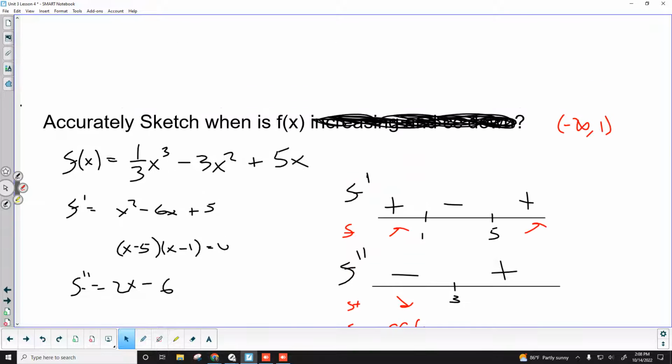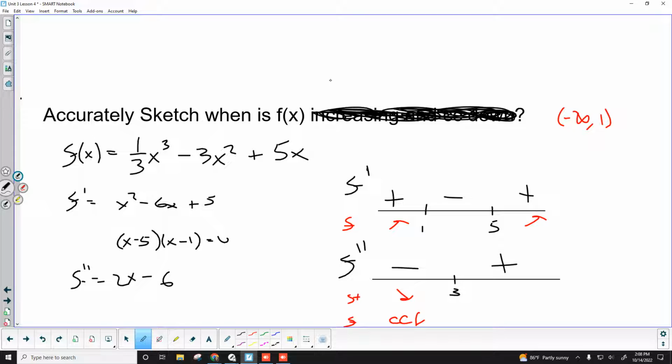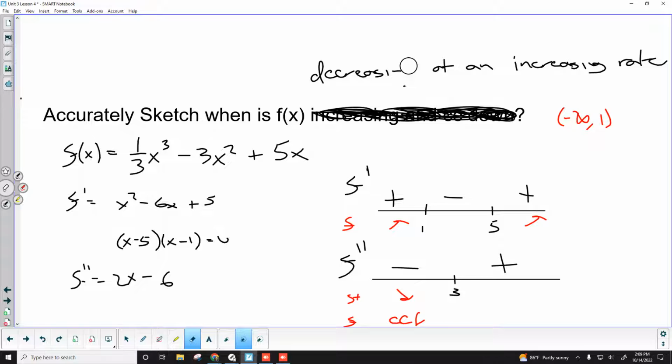And then this question comes at us. When is F decreasing at an increasing rate? This is another way of asking you to be a human graphing calculator. Now, go ahead and tell your neighbors, what do you think decreasing at an increasing rate looks like?